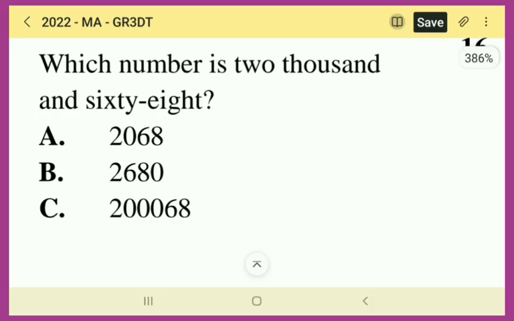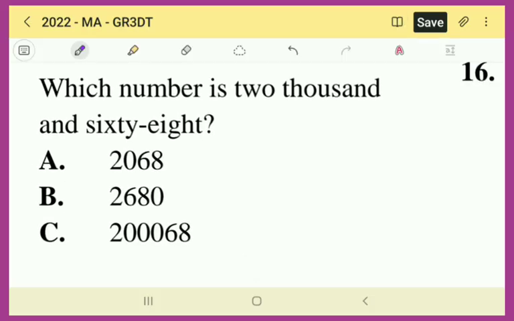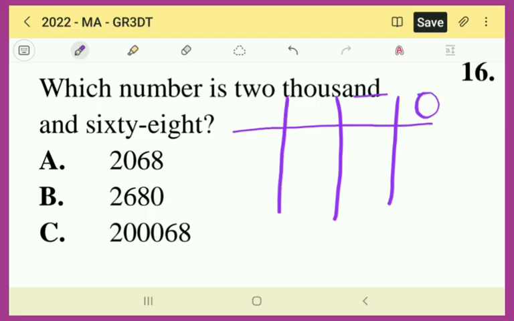Which number is 2068? Already you're looking for a number starting with 2000, but let's put our tens and ones. So ones, tens, 100. What's here?